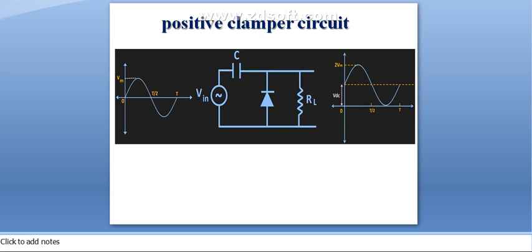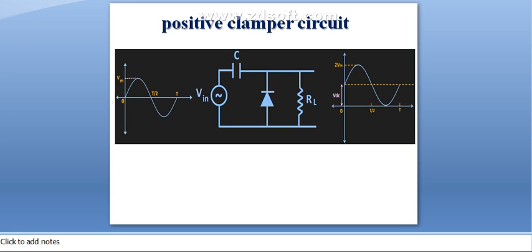So in the positive clamper, the waveform lies above a DC reference voltage. In the negative clamper, it shifts the input waveform in a negative direction, and the waveform lies below a DC reference voltage. But in the positive clamper, the waveform lies above a DC reference voltage, whereas in the negative clamper, the waveform lies below a DC reference voltage.